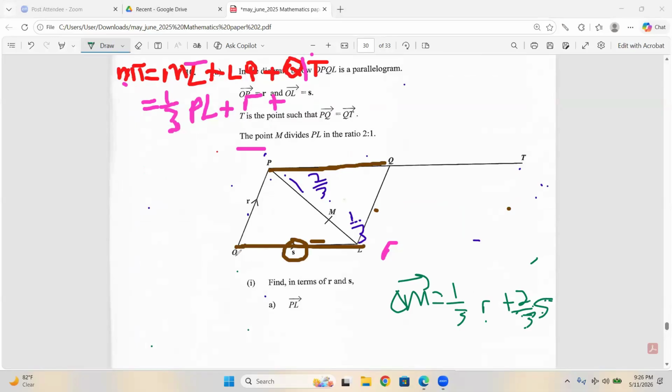Another one. So if O to L is S, from P to Q is also S. They start around the same position, heading down. They're heading in the same direction, so they'll be the same S. They're not in opposite direction. So that means from Q to T will also be S, because they said here that vector PQ is equal to vector QT. So we add S. The only vector we need to work out here is this one.